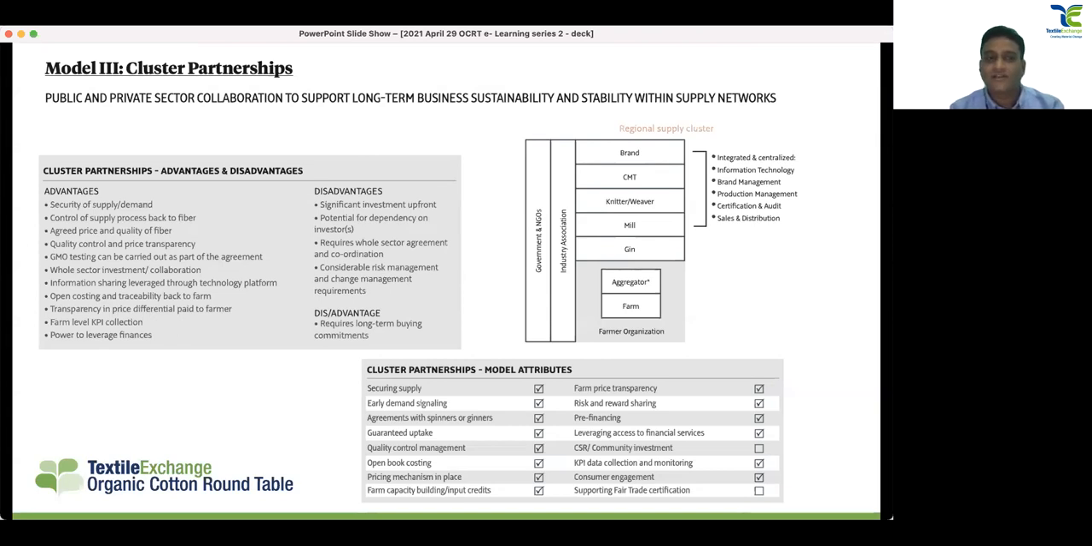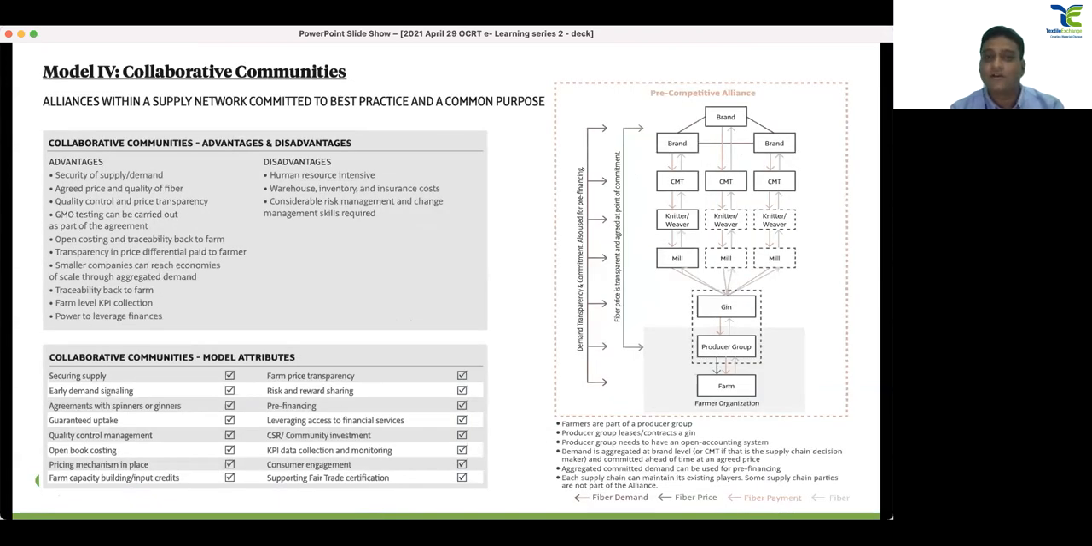If we look at model 2 and model 3, special vehicle purpose as well as cluster partnerships are almost identical, but there is a big advantage and disadvantage if we compare with model number 1, especially the investment part, which is higher in these two models. The next one is a quite interesting model that we have learned and which evolved over a period of time. One representative of this community development, or collaborative community model, is Chetna Coalition. The community comes together, forms requirements, and works with a number of brands and retailers across the globe. They aggregate the requirement, and this aggregated requirement is passed on to the producer group and then the farm group. This community is not handled by one farmer, one farm group, or one producer, but has multiple farm groups coming together and fulfilling the demand of the industry.